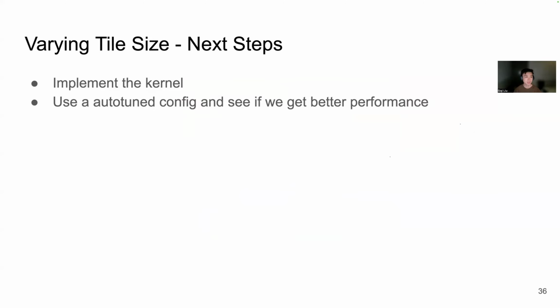So for the next steps, I'll be implementing this kernel like I mentioned before in the previous approach. And I also want to use an auto-tune config to see if we actually get better performance from this, or if there's something else that we should try.